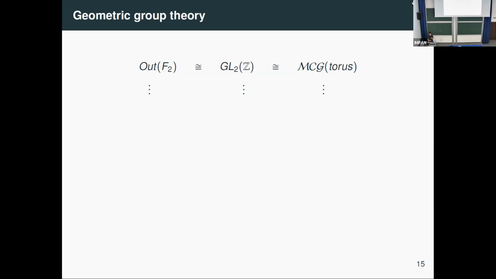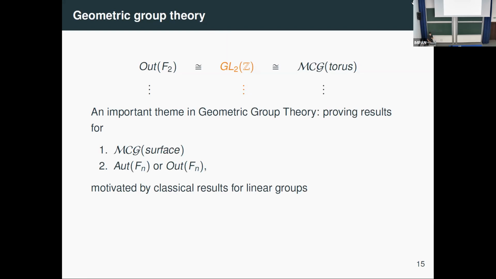So basically we have mapping class groups of surfaces, linear groups, and these outer automorphism groups of free groups. These three classes are thought of as being similar. And the reason for this is this isomorphism that happens for n equal to 2. So Out(F2) is the same as GL2(Z), which is the same as the mapping class group of the torus.